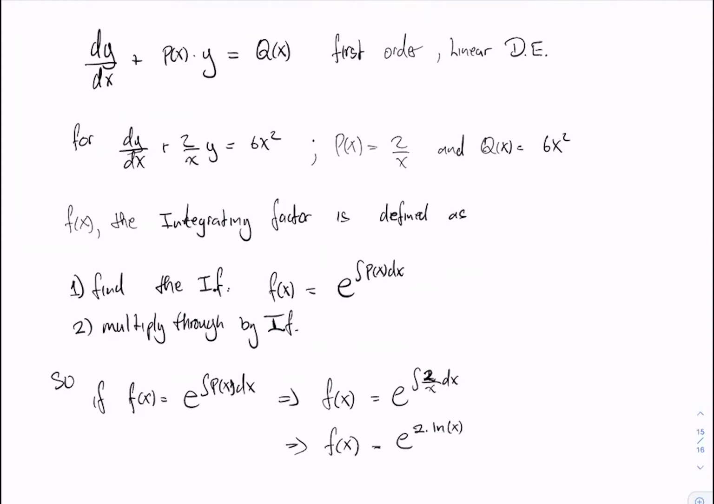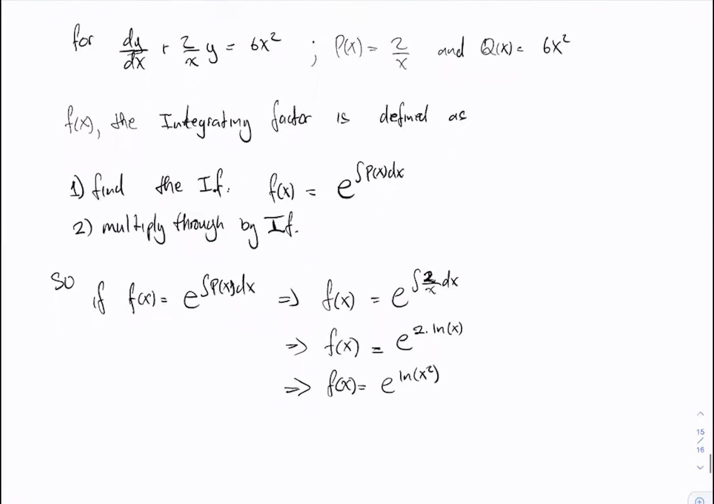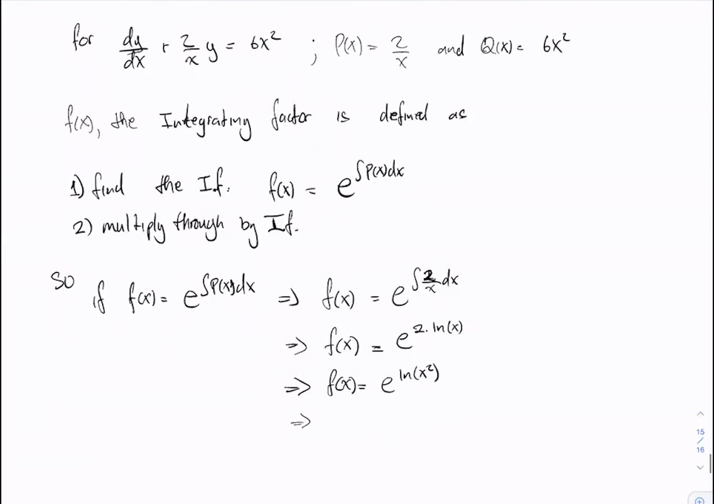Is that correct? I think so. So this gives us f of x equals e to the ln of x squared, and that's applying our rule of logarithms right there. You guys with me? So then we see that f of x is equal to x squared. So that means x squared is our integrating factor. We have to take our integrating factor and multiply it into our linear first order differential equation.